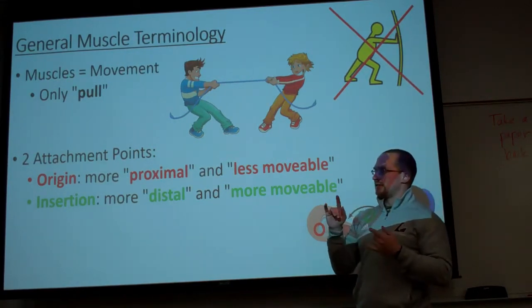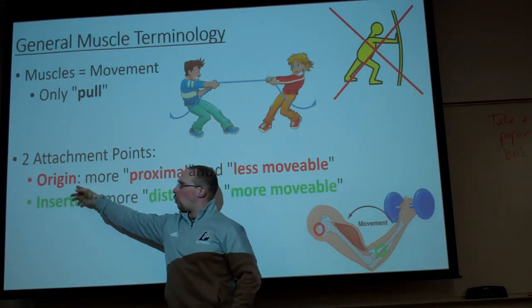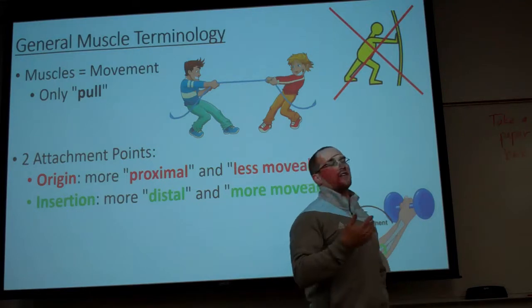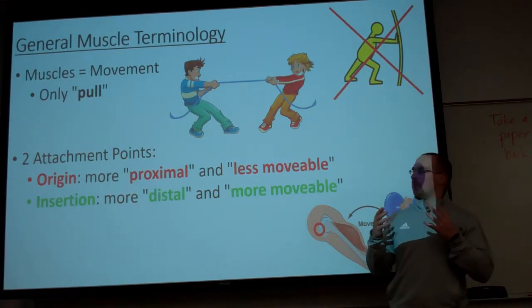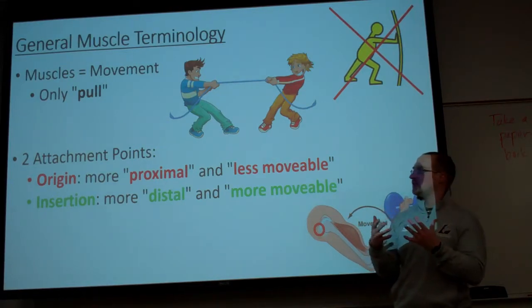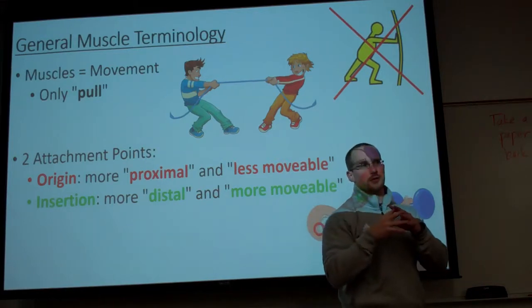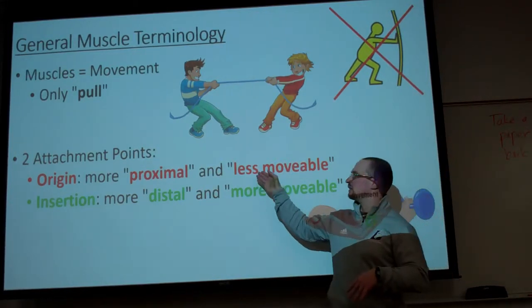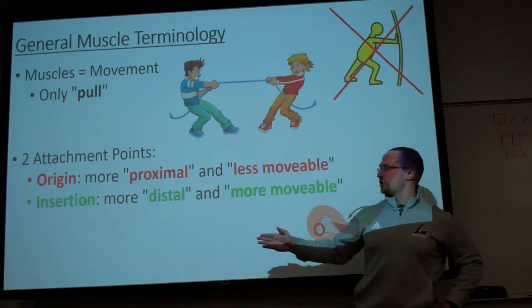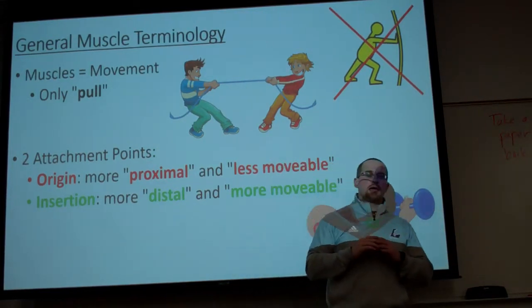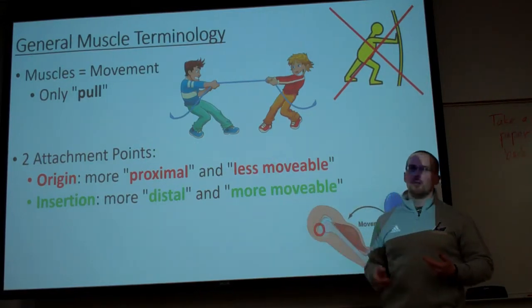With muscles, as I mentioned before, we got two attachment points. The origin, think start. The origin of human life, where did that occur? The start. That's the point on the muscle, typically, 99% of the time, that is more proximal. Remember, that means closer to the center. And typically, it is less movable. Versus the insertion is more distal, further away from the center, and therefore, it is more movable.